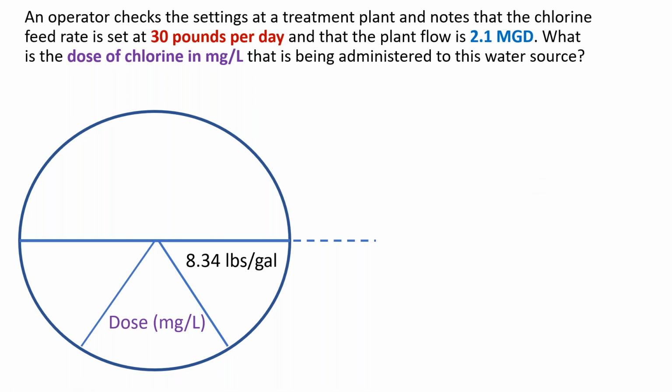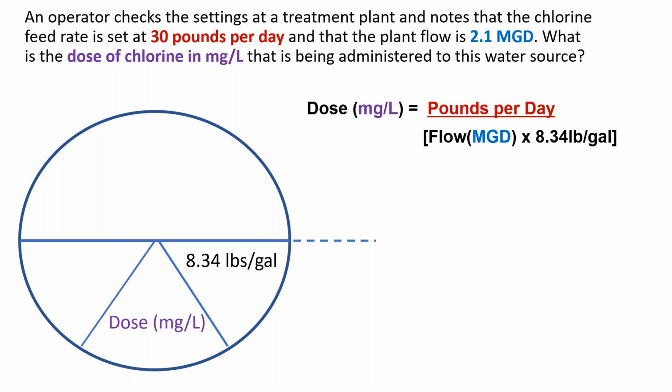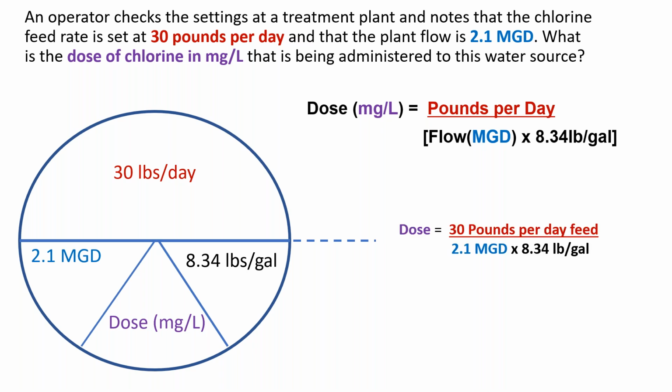So here we've got the feed rate, 30 pounds per day, and the plant flow is 2.1 mgd. And so we're solving for the dose. There are two ways you can do it. You can use this formula that we derived algebraically, or you could use this pie chart. In the pie chart we could put the 2.1 mgd in the flow area and the pounds per day on top. Either way we do it, we end up with this equation that says dose equals 30 pounds per day feed divided by that 2.1 mgd flow times 8.34.